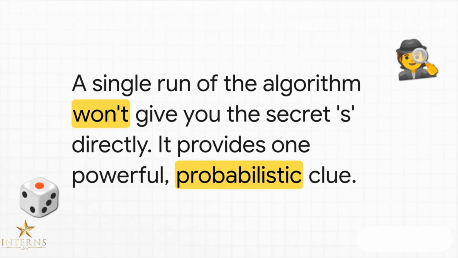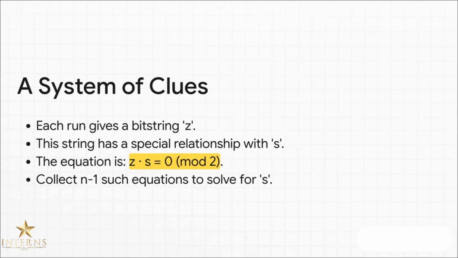So let's be super clear here. Running this algorithm one time won't just hand you the secret string S on a silver platter. That'd be way too easy. The quantum world is all about probability. What it gives you instead is a piece of information about S that you could never get classically without an impossible amount of work. Every time we run the algorithm, we get a new clue. It's another string of ones and zeros we'll call Z. Now this clue Z has a very special mathematical relationship with our secret string S.